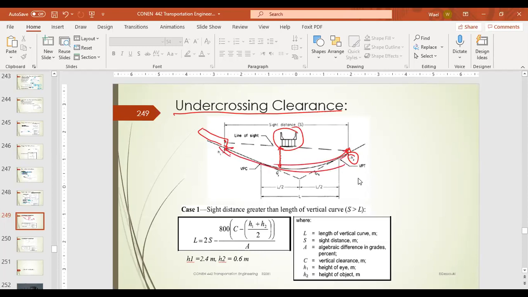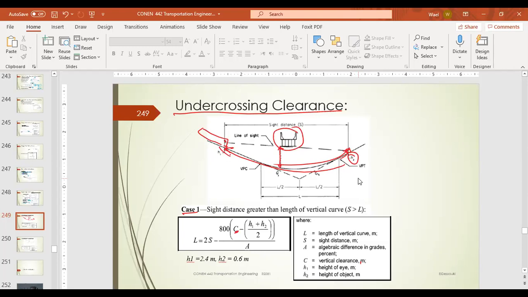Okay, so basically the equation for that is L, that's the first case, where the sight distance is greater than the length of the vertical curve. So this is the case: L = 2S - 800C over (H1 plus H2 over 2) divided by A. C is the vertical clearance in meters. A is basically the algebraic difference in grades, percent.